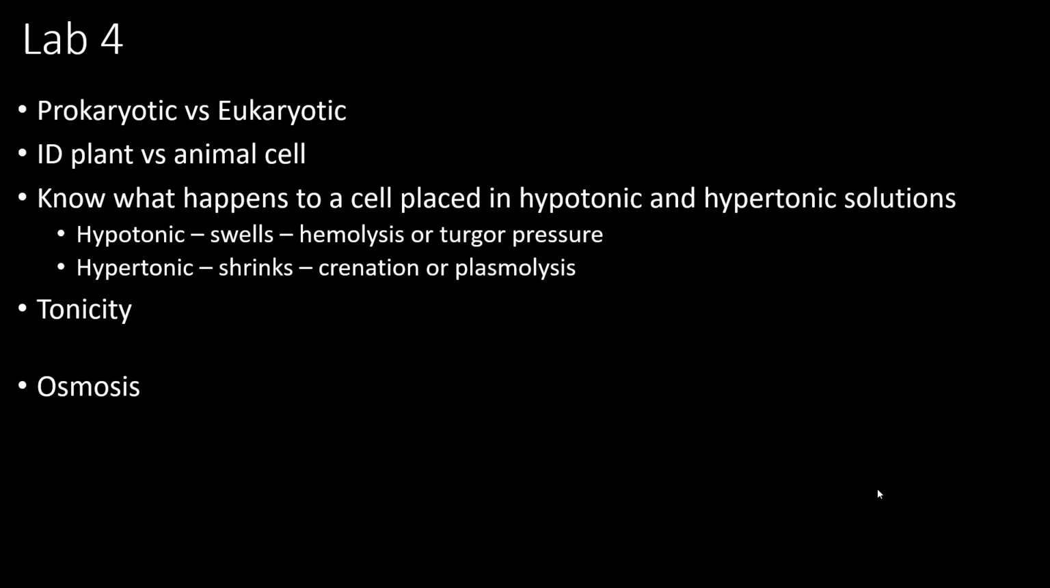In a hypertonic solution, the cells shrink, they shrivel up. So in animal cells, we call this crenation because the cells shrivel up and they get kind of spiky, kind of look like stickers. In plant cells, we call this plasmolysis because the plasma membrane pulls away from the cell wall. And so that lysis means it breaks away from the cell wall.